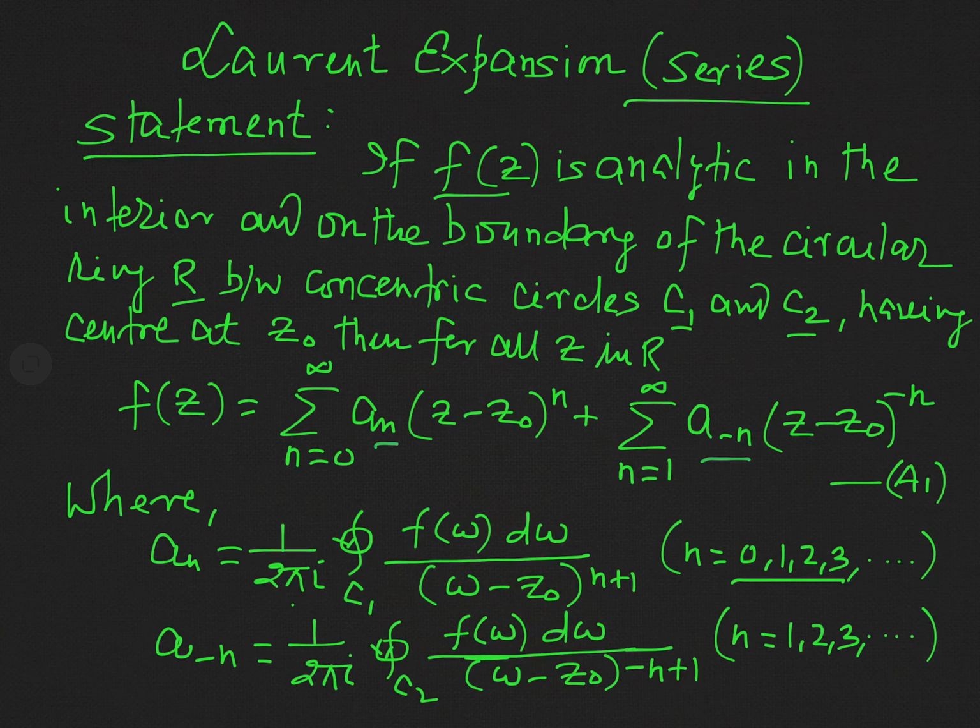So what this statement actually says, you can say there are two circles. Let us say this is a circle and this is another circle. This is circle C1 and this is circle C2, and both are concentric, and here is the center which is z0, and z0 is the common center of both, and our function f of z is analytic on the circumference of this circle C1 and C2, and also at all points between these two circles, that is this ring shaped region which I have called R.